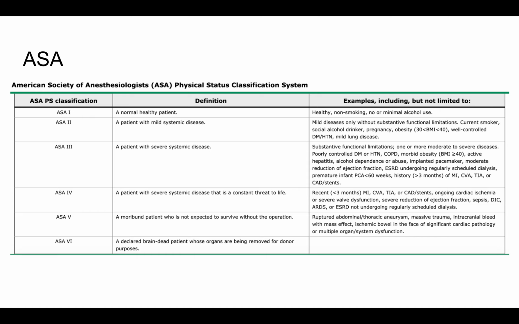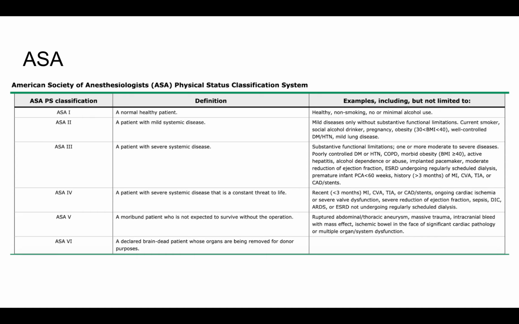So if they've had a recent MI, the other one was history of MI greater than 3 months. If they've had a recent MI, TIA, cerebral vascular accident, ongoing cardiac ischemia, severe valve dysfunction, severe reduction in EF, sepsis, DIC, ARDS, end-stage renal disease not on dialysis yet at this point, those are patients that are classified as an ASA class 4 and ones you're very concerned about if you have to operate on them.